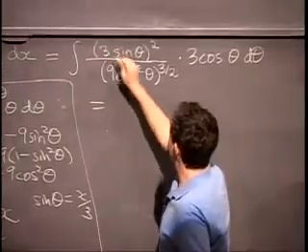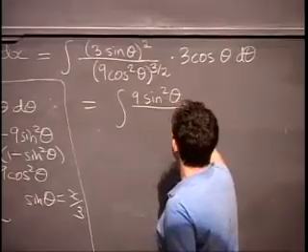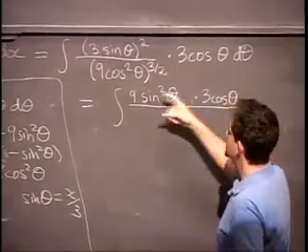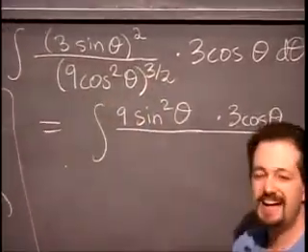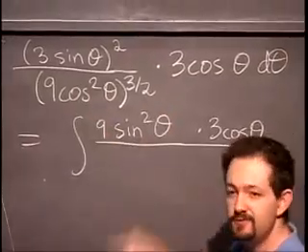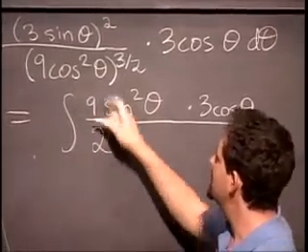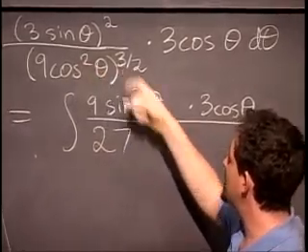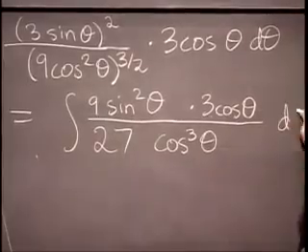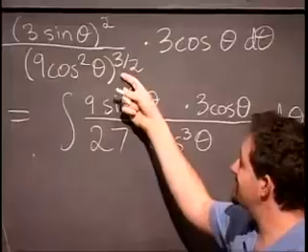We're going to get a 9 sine squared theta. We still have a 3 cosine theta. 9 to the 3/2. You've got to be good with your exponentials here. 9 to the 1/2 is 3. It's the square root. And then cube that. So you get 27. Now cosine squared theta to the power of 3/2 is cosine cubed theta.